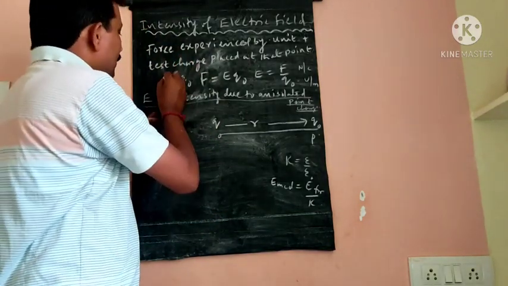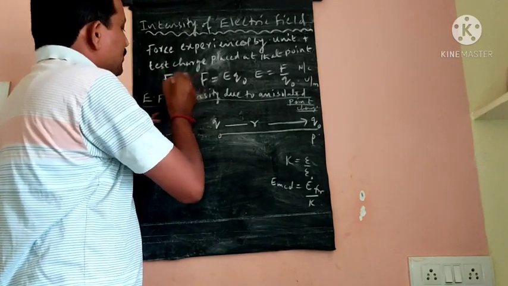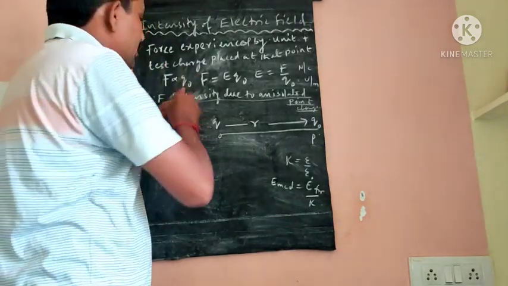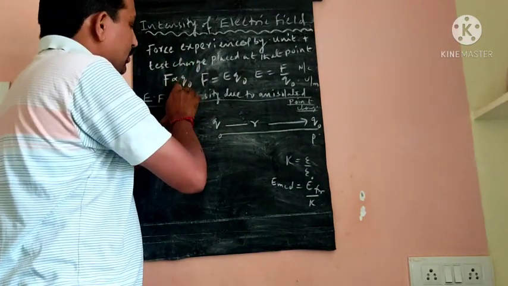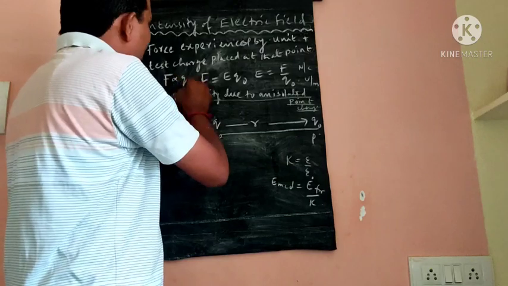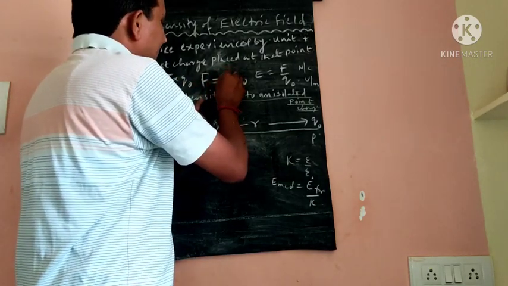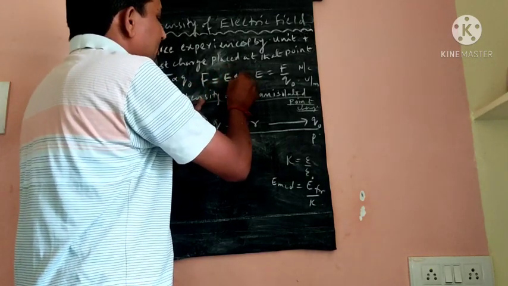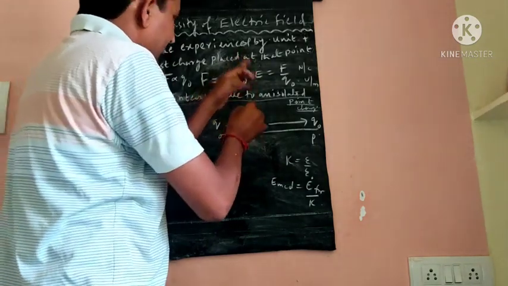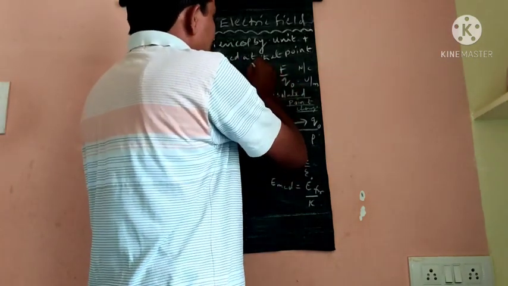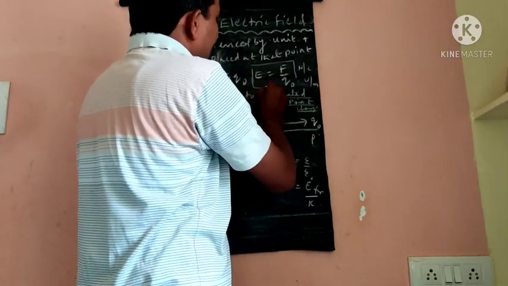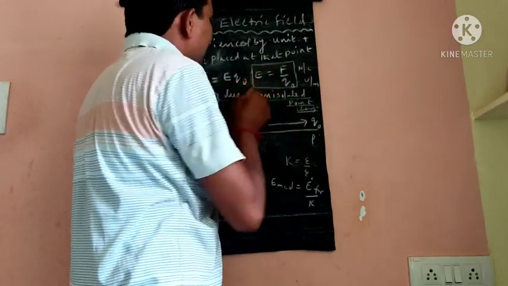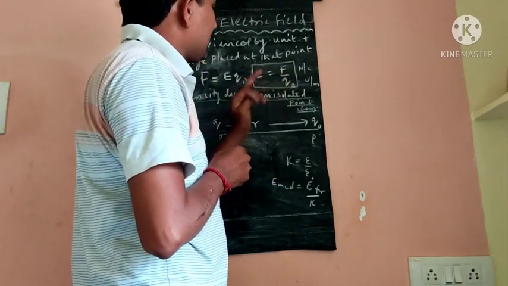The force is directly proportional to the unit positive stationary charge. So F is directly proportional to Q naught. When we remove the proportionality, F is equal to E into Q naught, where E is equal to F by Q naught. E is called intensity of electric field or electric field strength. E is equal to F by Q naught.